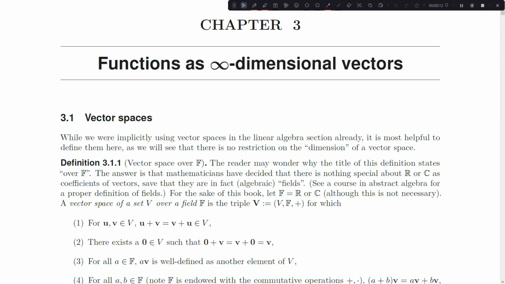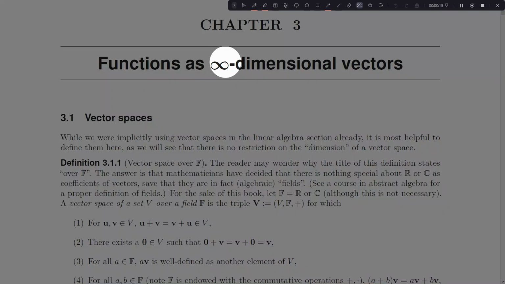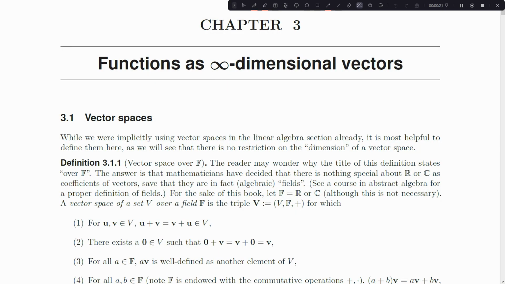So this chapter has a really fun title, doesn't it? It says functions as infinite dimensional vectors. So we're dealing with infinity. Yes, so what do we want to think about? What's actually happening here? We kind of need to reintroduce ourselves to vector spaces.